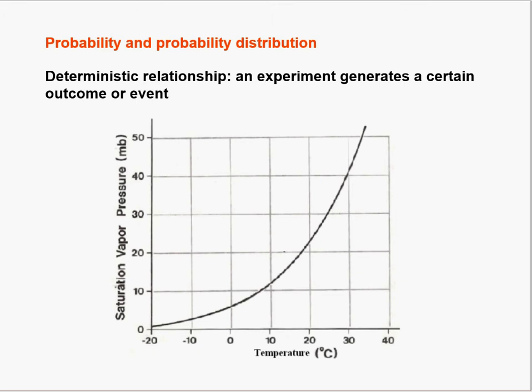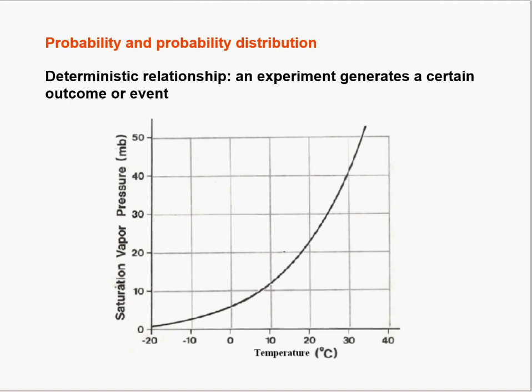Hello. In this lecture, we're going to briefly discuss notions of probability, the calculations of probability, and probability distribution. First, let's look at this concept, deterministic relationship. A deterministic relationship describes a one-on-one numerical relationship between two variables. That is, one variable can generate a certain response from the other variable.